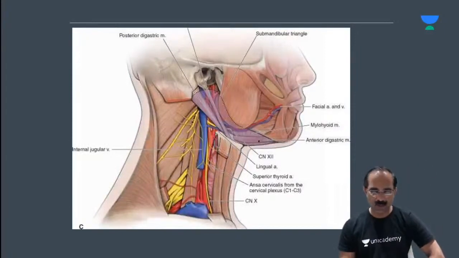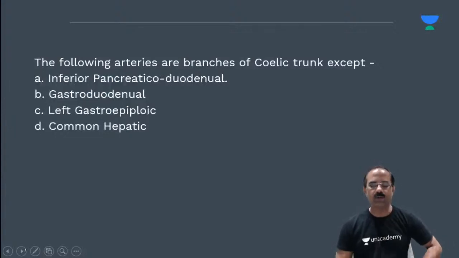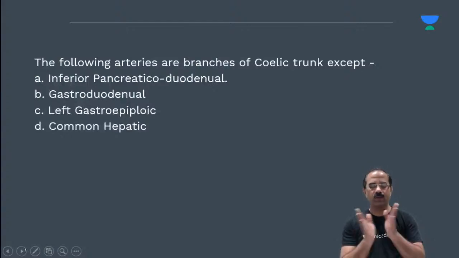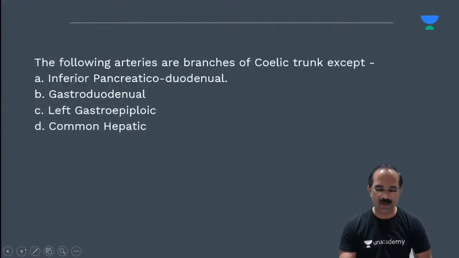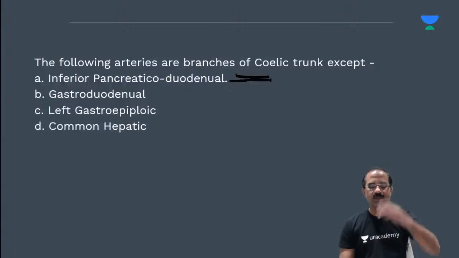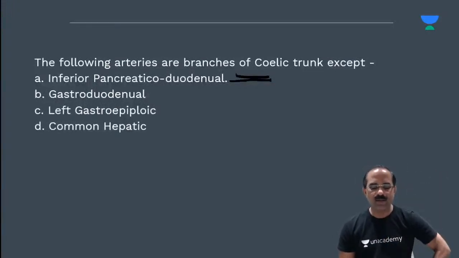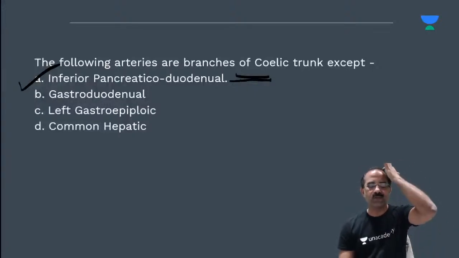Okay, we'll then proceed to the next MCQ. Right, answer this. The following arteries are branches of celiac trunk except. Come on, students. Blood vessels, you should know. Inferior pancreaticoduodenal, except inferior pancreaticoduodenal. Answer is A. Inferior pancreaticoduodenal is the first branch of superior mesenteric artery.